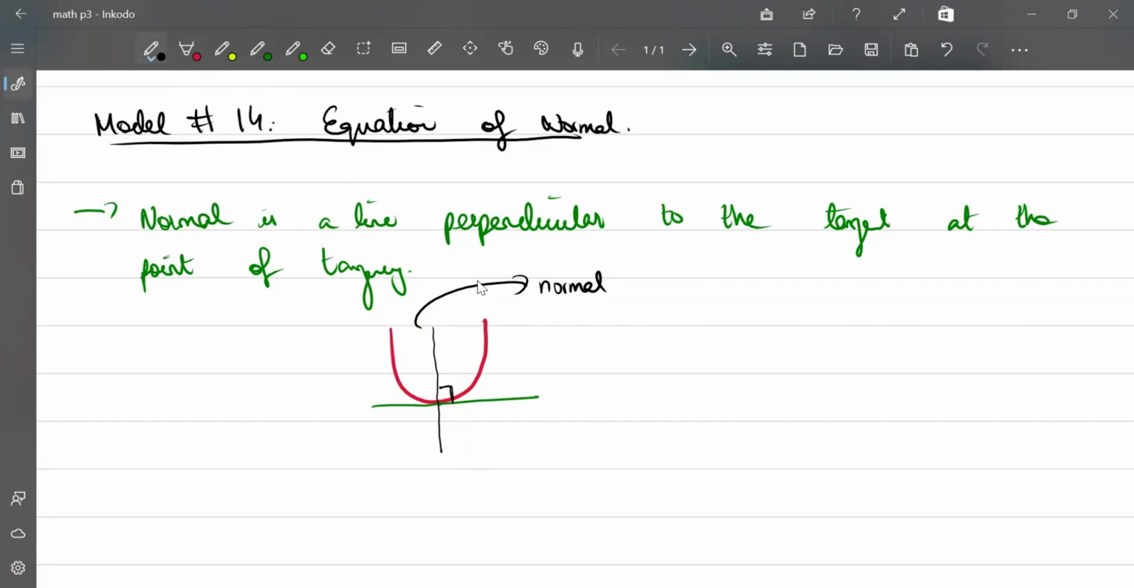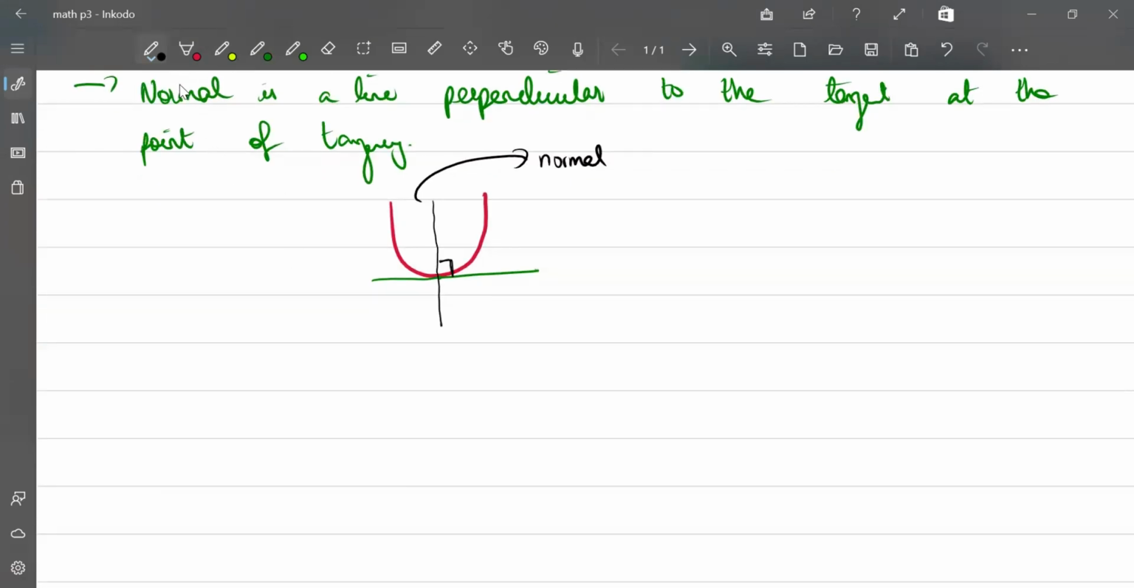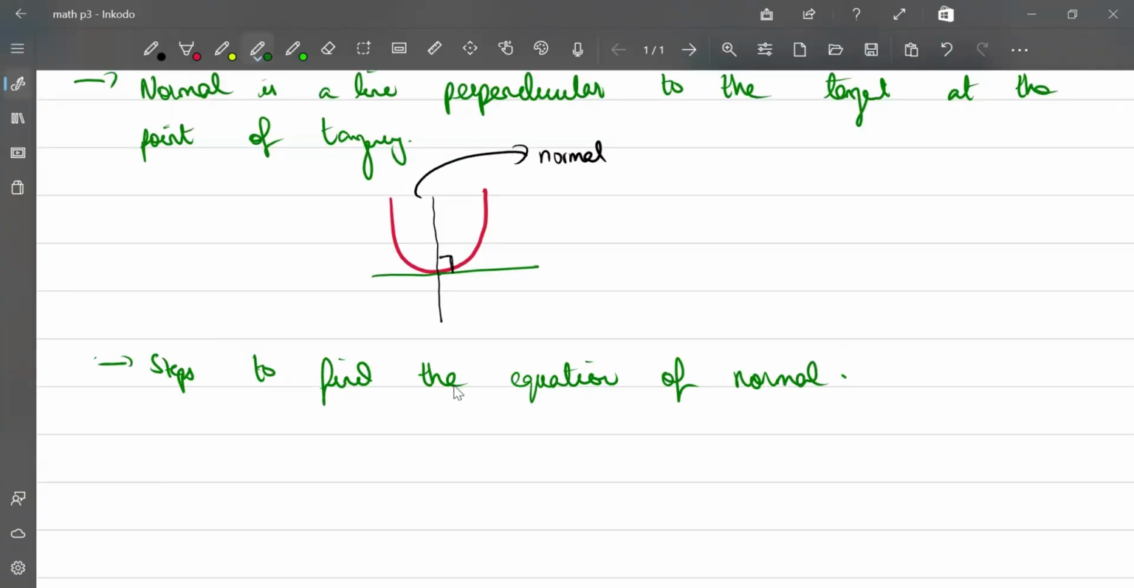So how to find the equation of normal? The steps are quite similar to that of model number 13, but still we are going to write them again. I hope you are copying alongside me, because you are really going to need these notes later on. So I would totally recommend you copying as you watch this video. So steps to find the equation of normal.